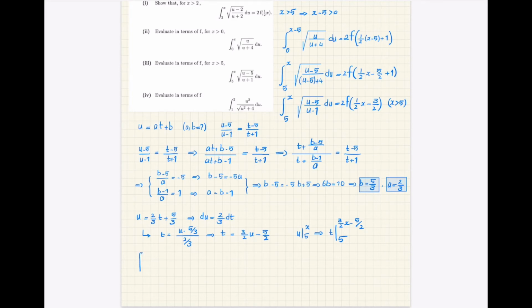Yeah? So it means that the left hand side integral is now equal to the integral. The lower limit is still 5, but the upper limit is 3 over 2 x minus 5 over 2, and then I have this square root, okay? And then instead of u, you need to plug this. Of course you know what would be the result, but let me write it down here again. So 2 over 3 t plus 5 over 3 instead of u, but minus 5. Then I have this expression, u minus 1, which becomes 2 over 3 t plus 5 over 3 minus 1. And then instead of du, I have 2/3 of dt. And on the right hand side, I have still the same expression, yes? So this becomes 2 f of 1 over 2 x minus 3 over 2. But still, let me emphasize that x has to be greater than 5 for this formula to work.